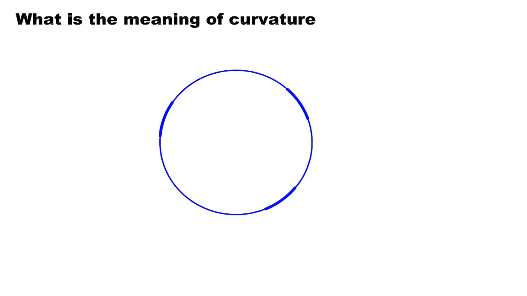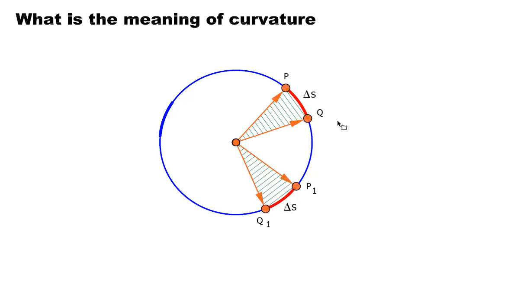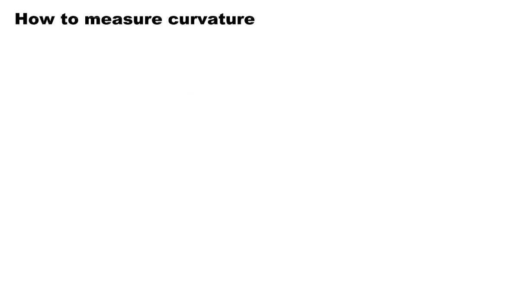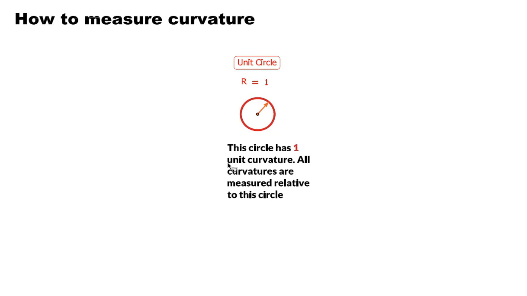Let us have this circle, and it has this arc PQ with the length delta S and central angle. We can rotate this arc around the circle and get exactly the same arc. Therefore, we say that the circle has constant curvature. Now the question is how to measure curvature. Let's take the unit circle. It's a circle with radius equal to 1. So this circle has 1 unit curvature, and all curvature are measured relative to this circle.